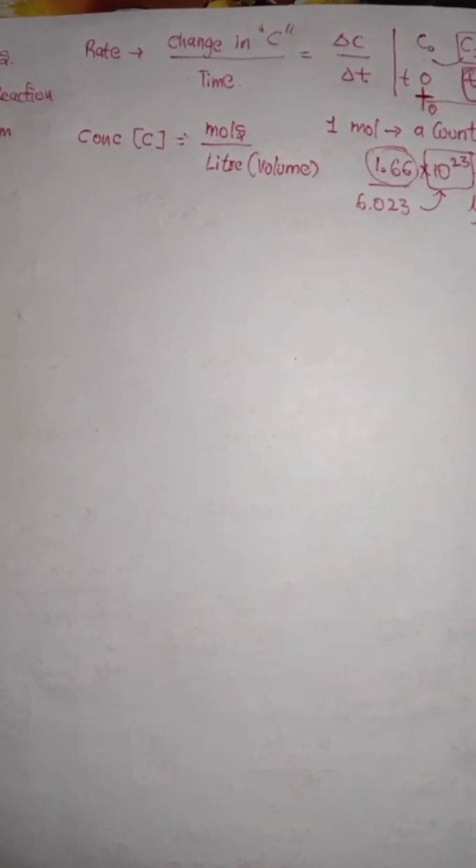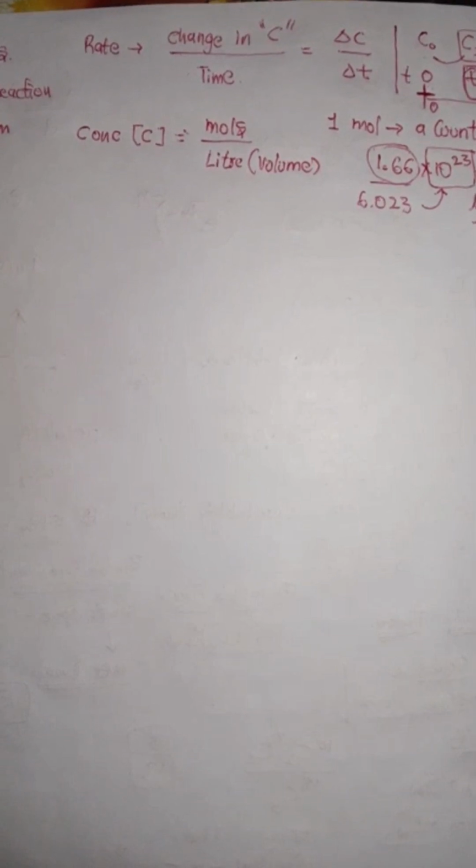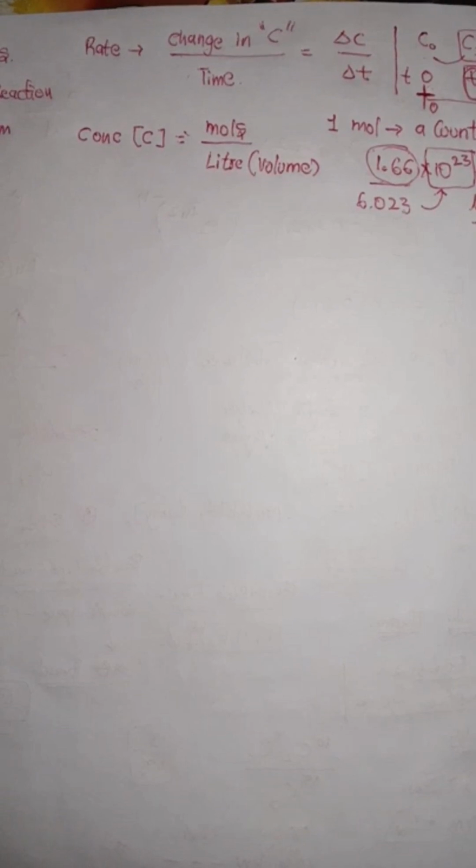And now, for those who don't know, concentration actually expresses the number of moles of particles per unit volume. In this way, we take volume as liters, and this is what molarity is. Moles per liter means in a container, at a particular volume, how many particles would be there, which represents the concentration. The more the particles, the more the concentration. The less the particles, the less the concentration.